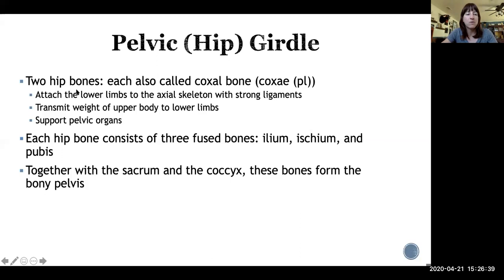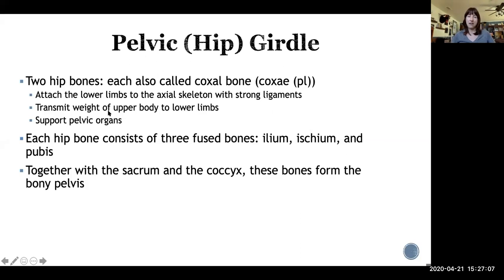So each one of those hip bones, each half of your pelvis, is called a coxal bone. Plural is coxae. So your pelvis is made up of two coxae. Each one is a coxal bone. They attach the lower limbs to the axial skeleton using strong ligaments. They transmit the weight of the upper body to your lower limbs so that you can walk around. And they also support the pelvic organs.